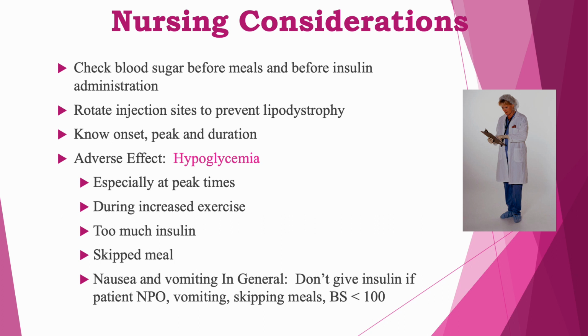You want to assess for hypoglycemia during exercise, if too much insulin is given, if they skipped a meal, if the patient is NPO, vomiting, skipping meals, or if their sugar is less than 100, then you want to consider not giving any insulin. Sometimes at the hospital, when the sugar is less than 140, it says to not give any insulin.